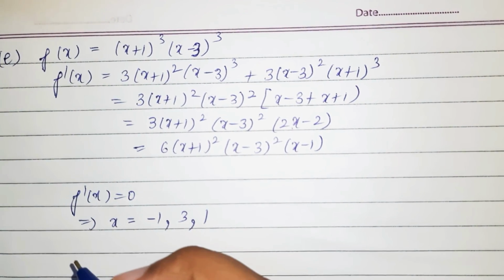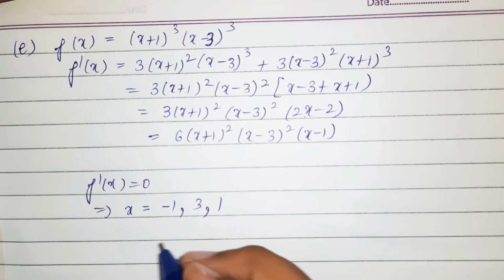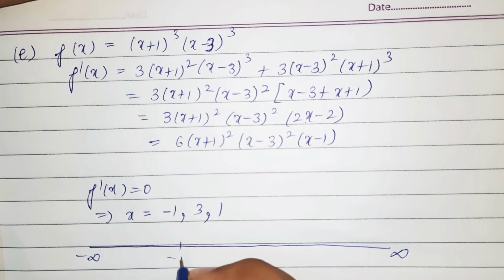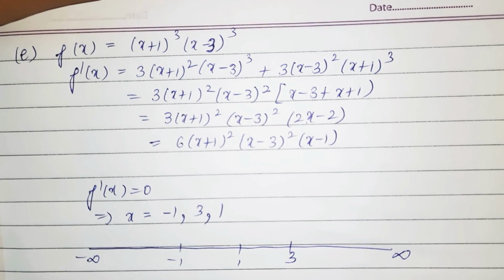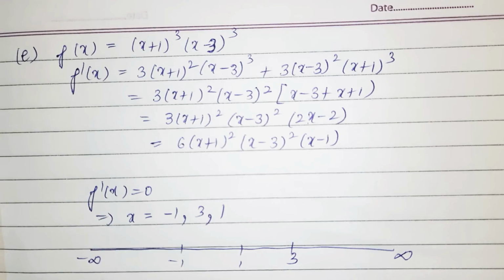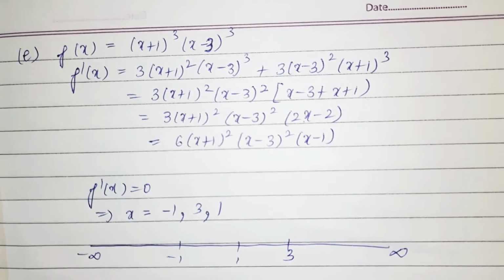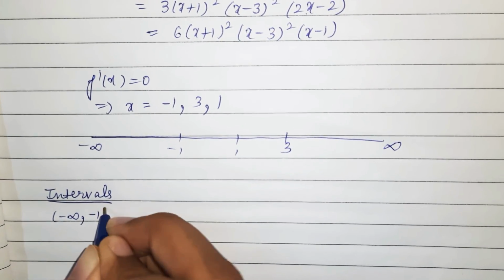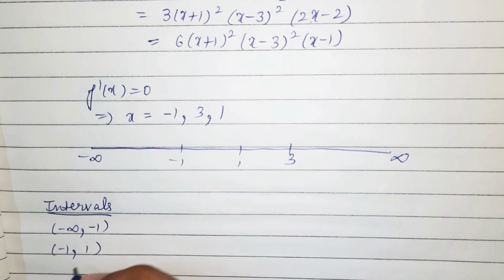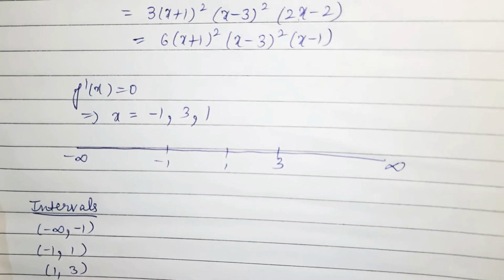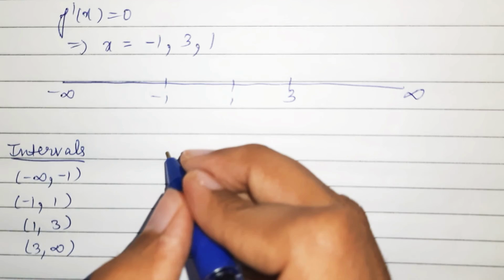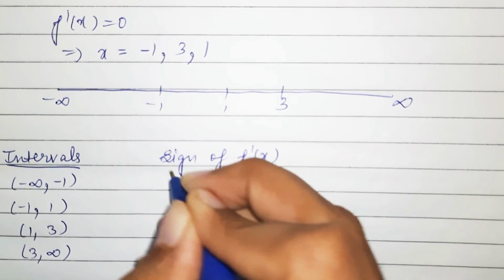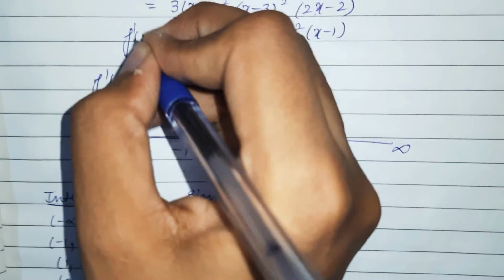After calculating this, I need to do the intervals. I am getting minus infinity, infinity, minus 1, 1, 3. So the intervals are minus infinity to minus 1, minus 1 to 1, 1 to 3, 3 to infinity. Okay, now the sign of f dash x. How do we calculate the sign of f dash x? f dash x is given to you here.